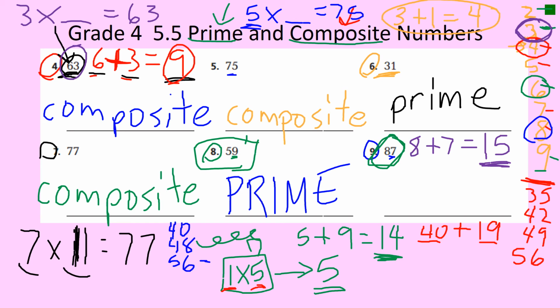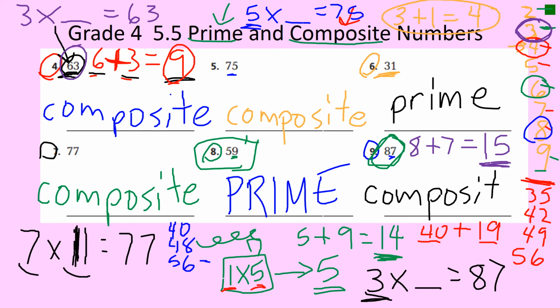So since we know 87 can be divided by 3, that means that 3 times something is 87. So 3 is a factor of 87. So 87, you are composite. Okay? Wonderful work, you guys. Those divisibility rules are the best. And don't forget that little break apart strategy that we used when we were thinking about 59. Okay? All right, let's keep going.